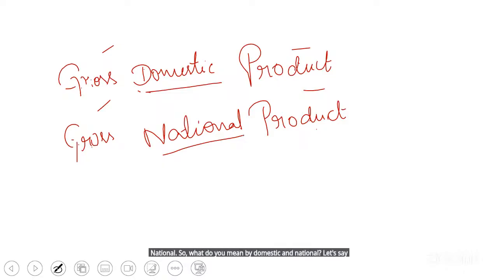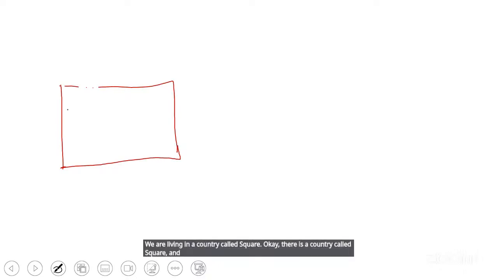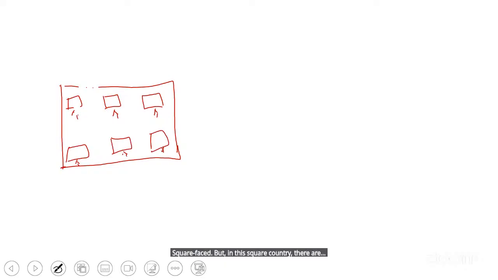Let's say we are living in a country called Square. There is a country called Square, and most of the people are square faced. They are the original residents of the country. But in this Square country, there are oval faced people, triangle faced people, round faced people.